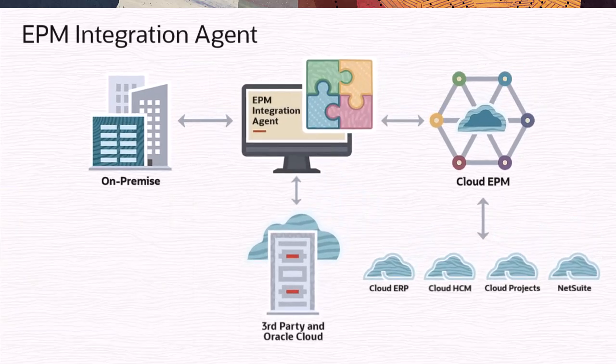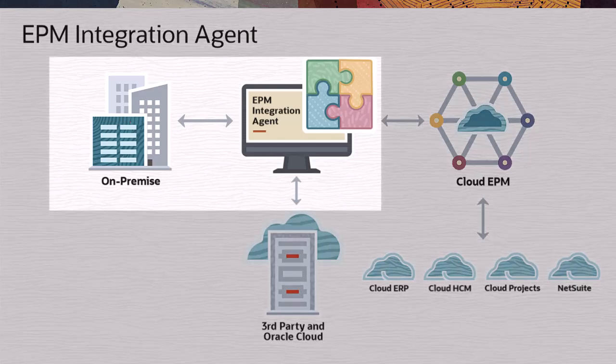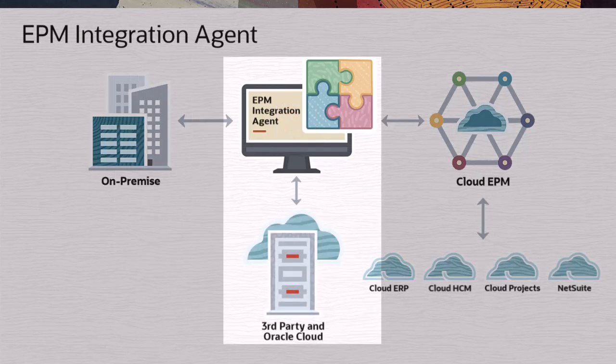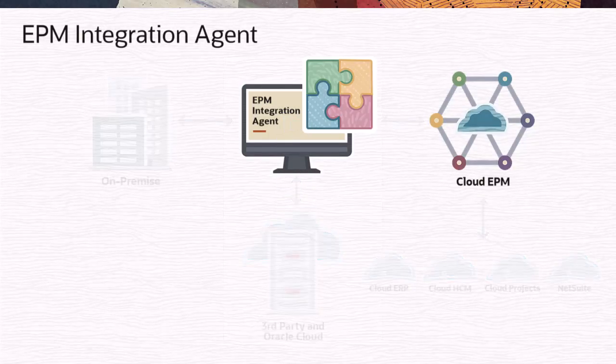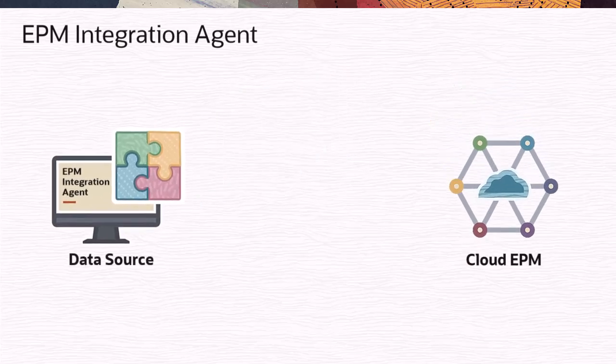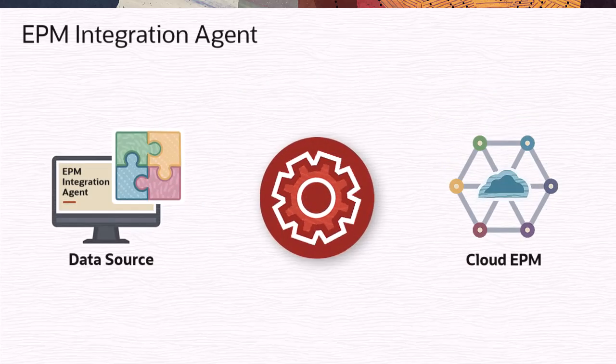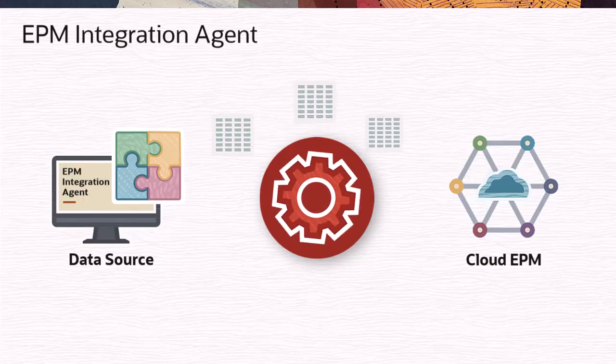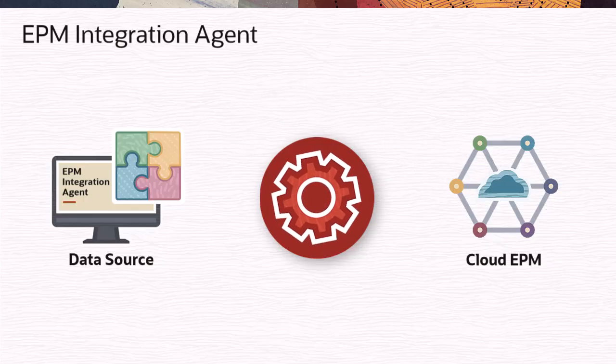The agent directly accesses on-premises data sources with custom or seeded SQL queries, and because you can extend the agent with scripting, you can also connect to sources not accessible with SQL. You define the agent as a data source in data integration. When run, the agent provides the data that's loaded and mapped to cloud EPM business processes.